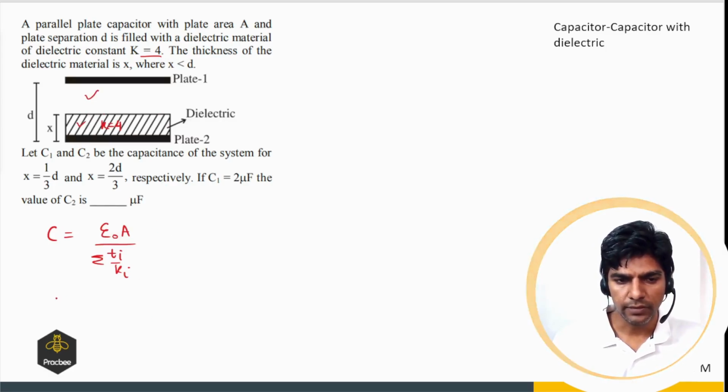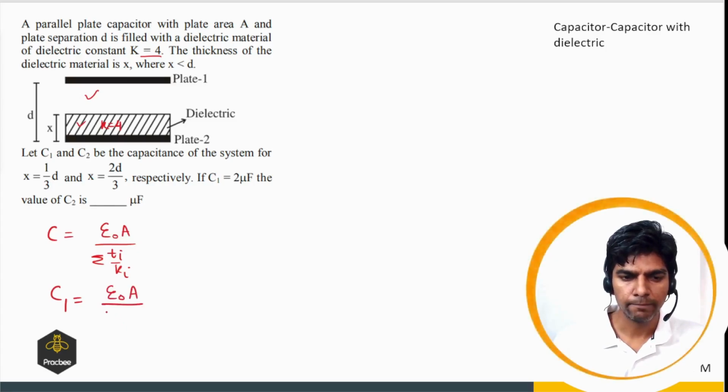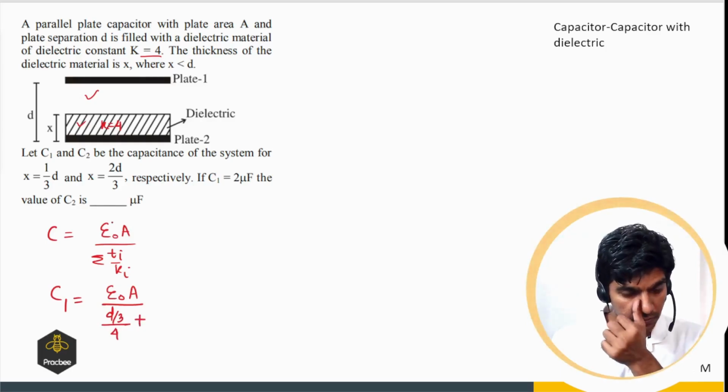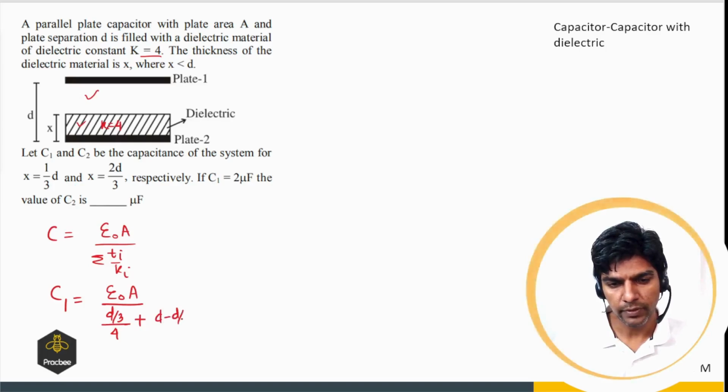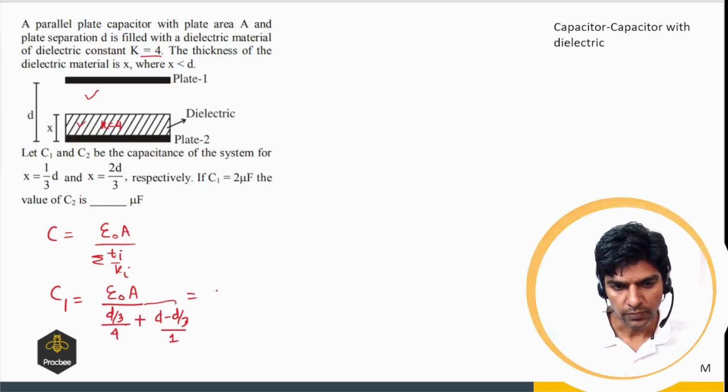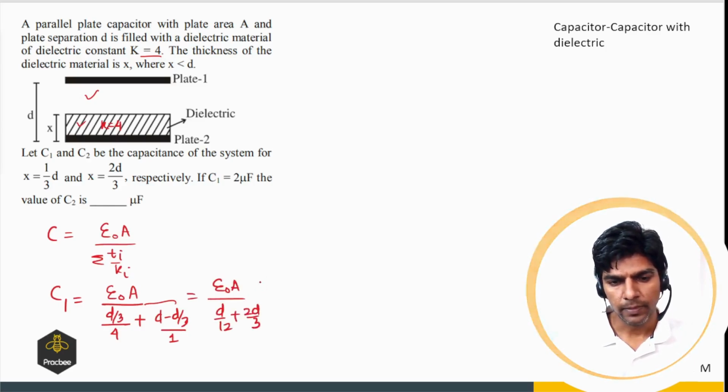So here C1 comes out to be epsilon naught times A divided by the thickness x is d by 3, so d by 3 divided by the dielectric constant, which is 4, plus the thickness of the vacuum will be d minus x, so d minus d by 3, divided by the dielectric constant of the vacuum, which is 1.